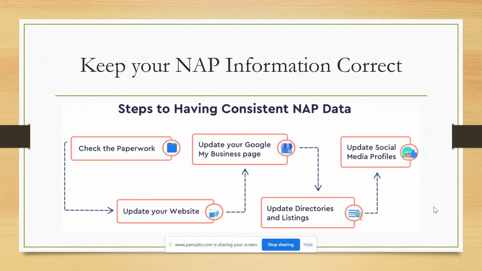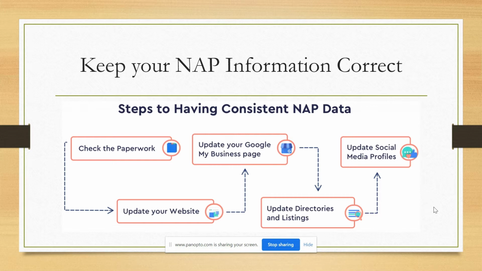Next is you have to keep your NAP information correct. So basically, you have to check the paperwork in step one. Then you have to update your Google My Business page. Then you have to update your social media profiles. Then you have to update your website. Then you have to update directories and listings. Basically, you have to keep your NAP information correct, which should match your directories.